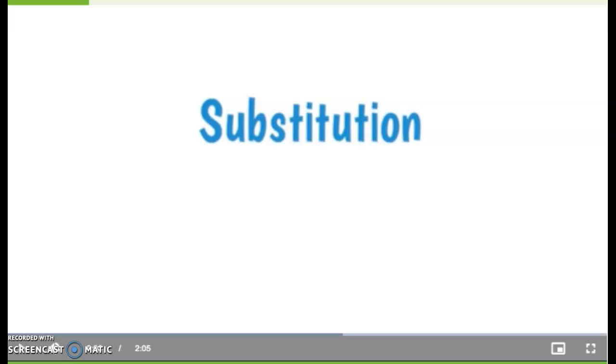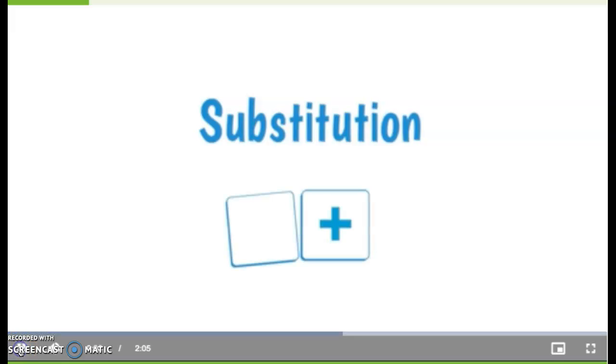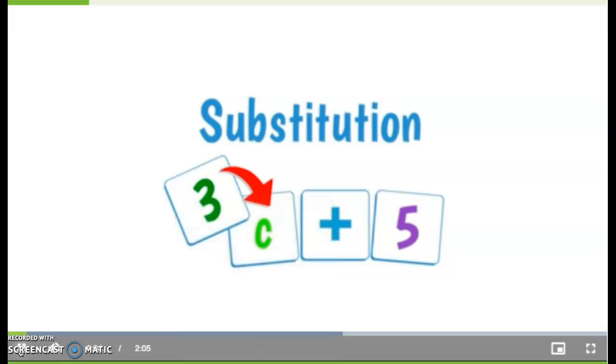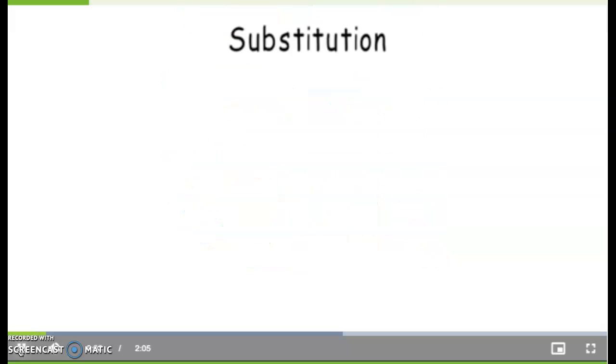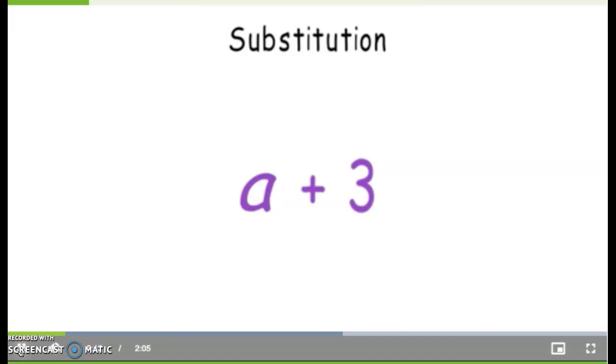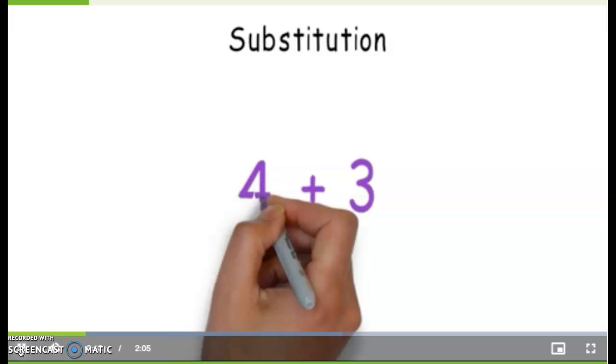So this video here will just give us a brief explanation of what substitution is all about. In this video, we will learn how to substitute values into algebraic expressions. Substitution involves replacing each pronumeral in the expression with the value it has been assigned. In this example, a has been assigned the value of 4. Let's look at an example.